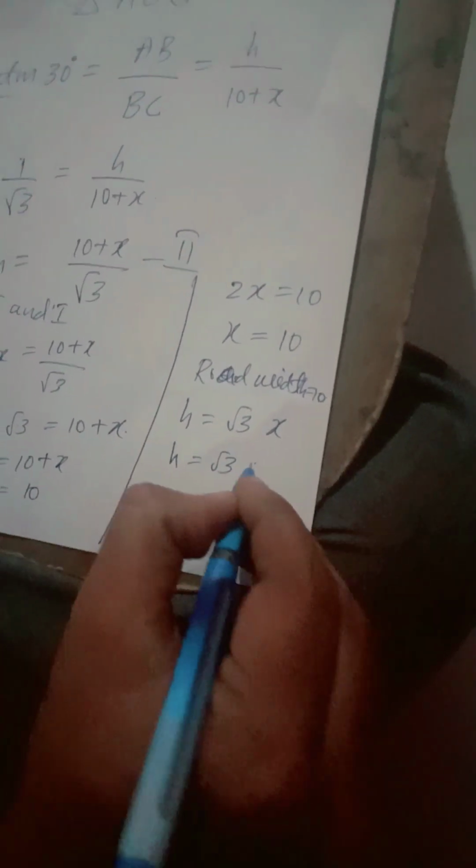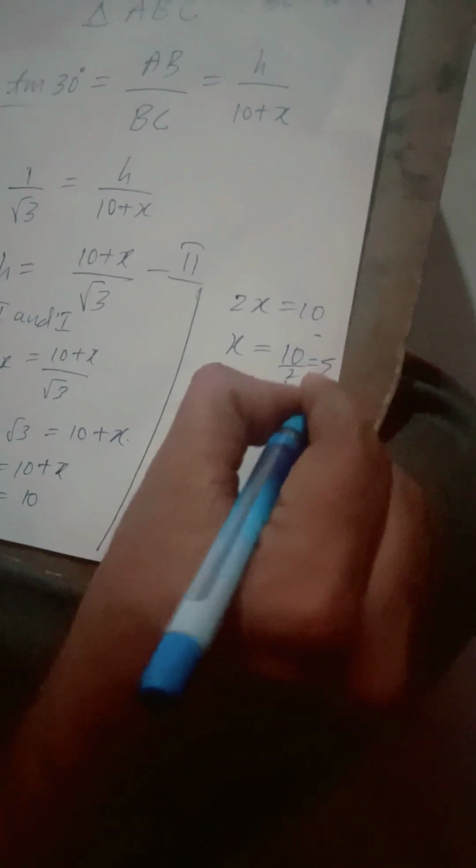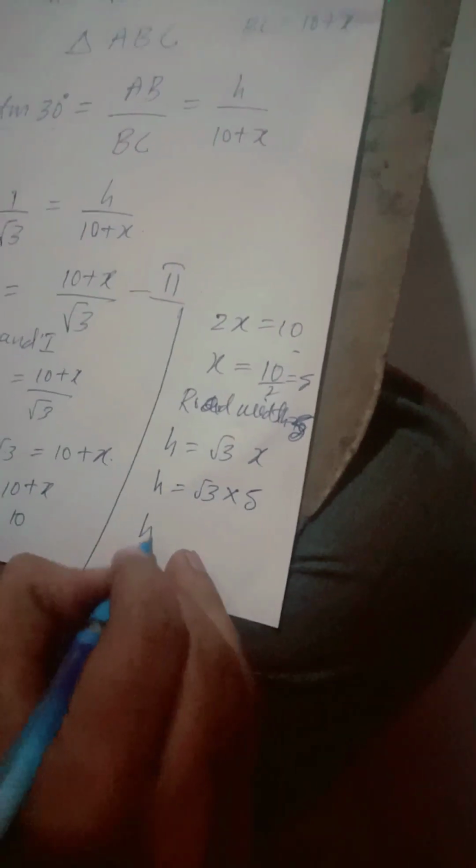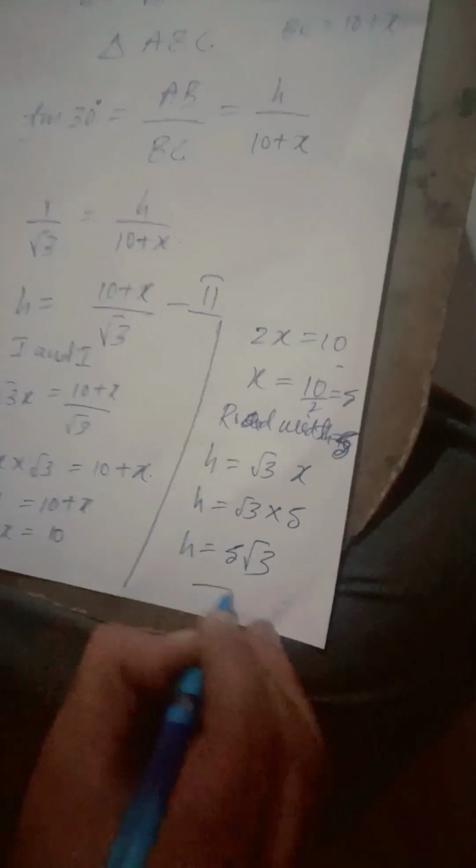3x minus x is equal to 10, so 2x is equal to 10, and x is equal to 5. The road width is 5 meters. But what is h? H is equal to root 3x, which is root 3 into 5. So h is equal to 5 root 3.